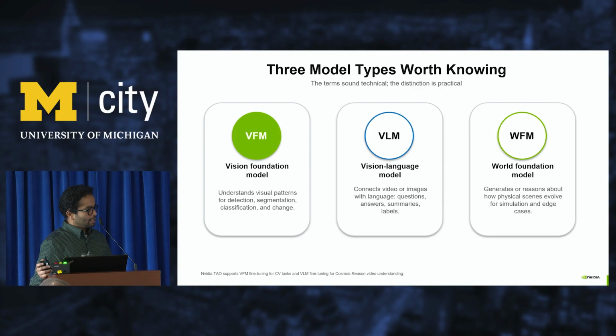At this point, I want to set the stage to differentiate between three types of models. One is a vision foundation model that I just talked about, where it is understanding visual patterns for detection and other downstream tasks. The second is the vision language model, called the VLM, which interfaces language to vision, which enables us to have tasks where it can do question answering, summaries, labels, and of those sorts.